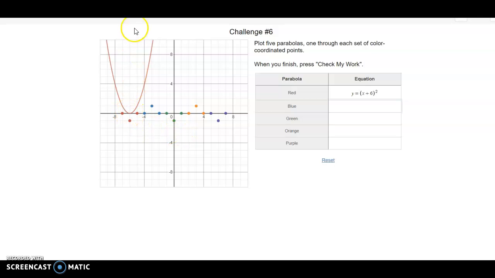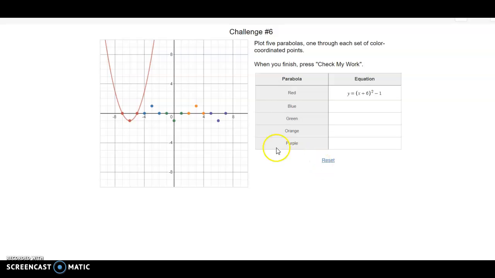But remember, if we want to shift up or down with our parabola, we need to add or subtract however far down we want to go. So in this case, we want to go down 1. So we're going to say minus 1. And let's see if that works. Yep, looks like it works.